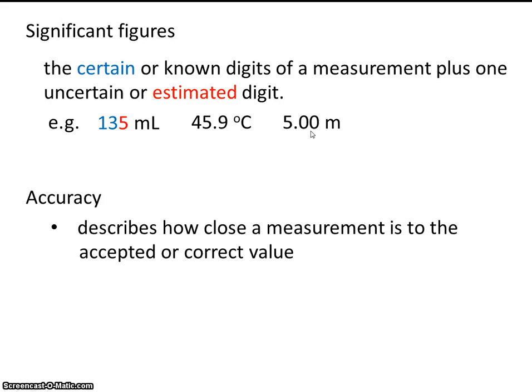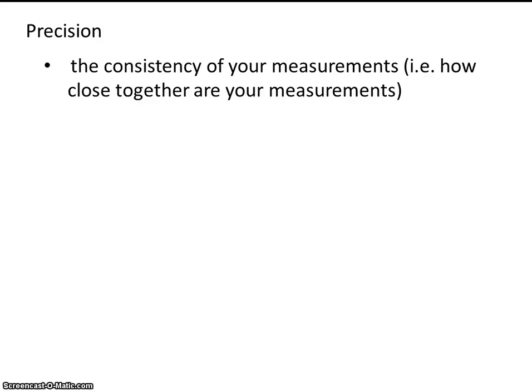Accuracy describes how close a measurement is to the accepted or correct value. We're going to do quite a bit with this during the year as well. And it usually describes one measurement or maybe an average of some measurements. Now let's contrast that with precision. Accuracy and precision used in everyday life oftentimes mean the same thing, but in chemistry they do not.